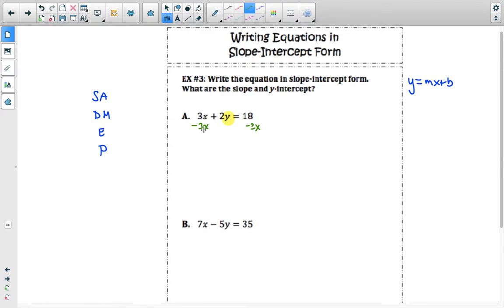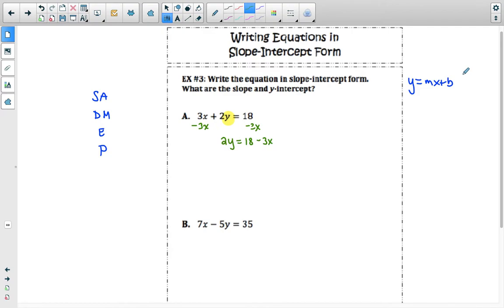I would be left with 3x minus 3x is 0. This combines to 0. I'd have a positive 2y left over equals my 18 minus 3x. 18 does not have a variable with it, so I am not allowed to actually combine these to simplify them. This will just become 18 minus 3x. Now this is not in the same format, but that's okay, because we can still easily distinguish what the slope and the y-intercept is.